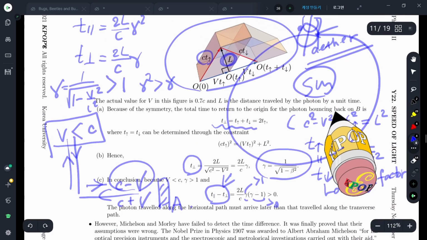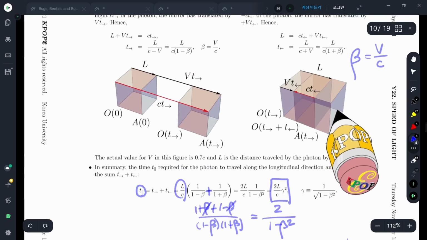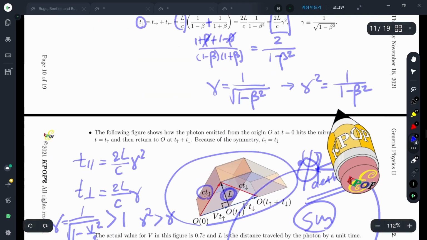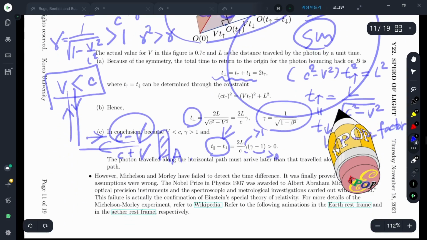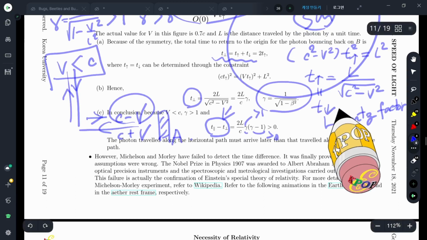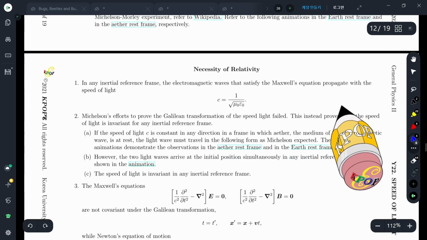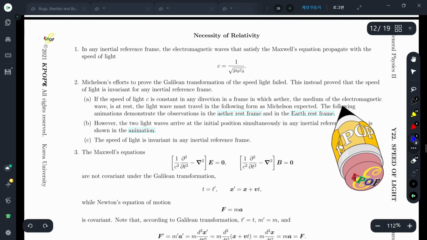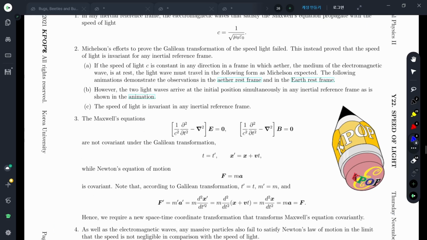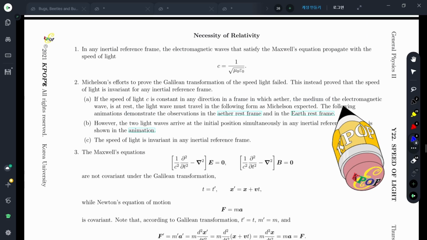This is the complete failure of the Galilean transformation's application to the behavior of light. So light does not follow the Galilean transformation, which is satisfied by the Newtonian mechanics for the massive particle. This is the reason why we need Einstein's relativity. Let us summarize before we go ahead with the relativity.